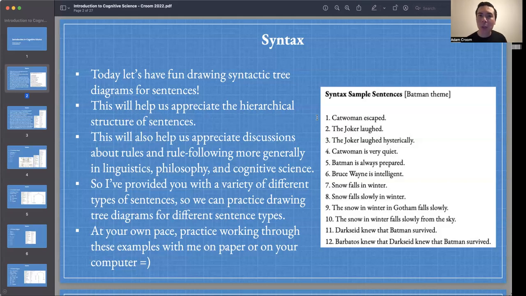Many fascinating questions, right? But rather than focusing on those specific questions in syntax, which would be more suitable for a course on syntax, our focus for today is to work through these sample sentences to help us gain insight on the systematic and productive nature of human cognition. Okay, so we're going to use syntax as a vehicle to understand cognition more generally today.